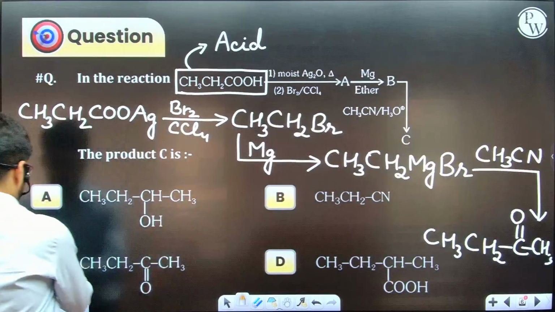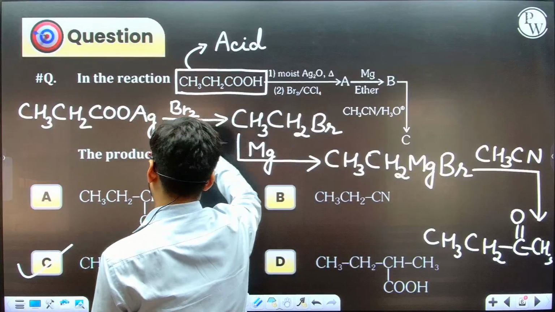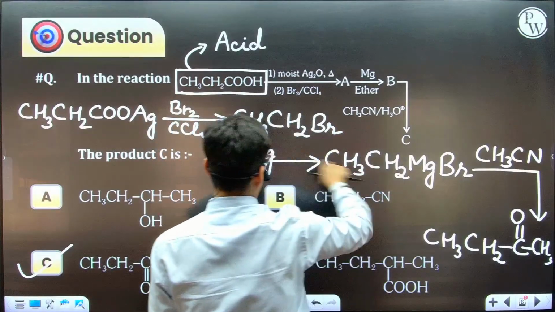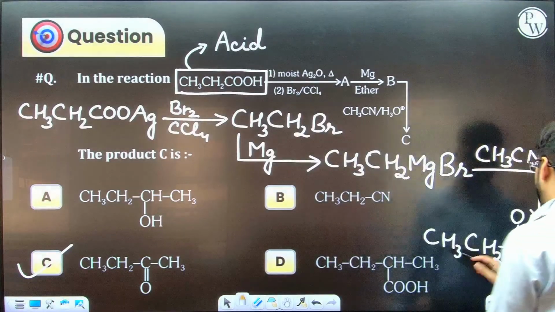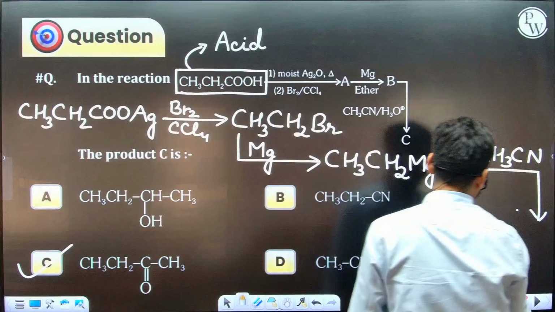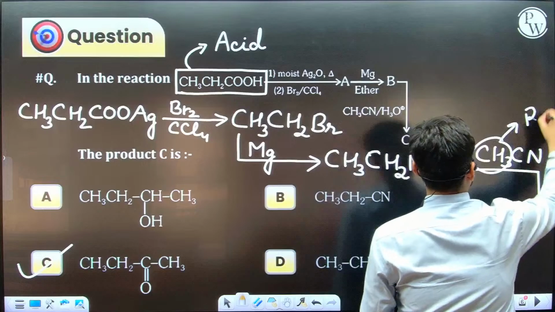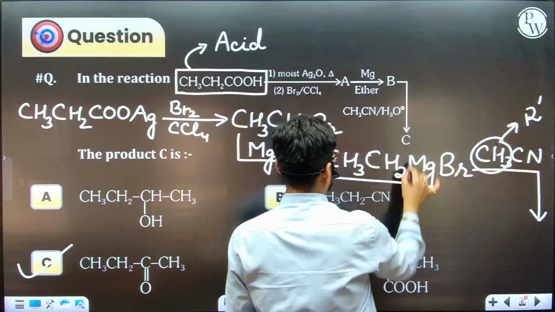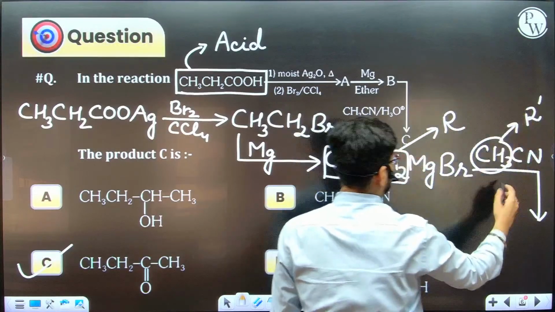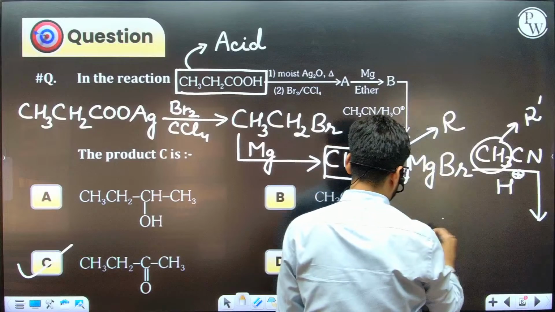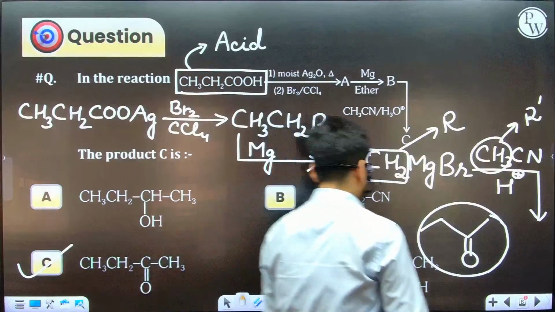Butanone. So C is the correct answer. RCOOAg plus bromine gives RBr, RBr plus Mg is RMgBr, and then if a Grignard reagent is treated with a nitrile in acidic medium, we get a ketone, RCOR'. R'CN is the nitrile. So RMgX plus R'CN in acidic medium gives RCOR'. So this is the answer. A ketone is obtained. So C is the correct answer.